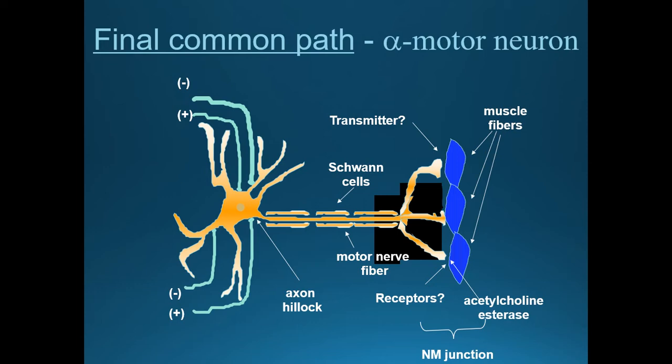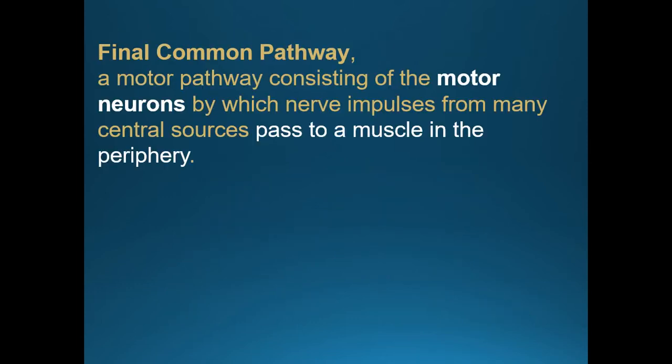This is an example of the alpha motor neuron, the final common pathway. A motor pathway consists of the motor neurons by which nerve impulses from many central sources pass to a muscle in the periphery, as in the figure.